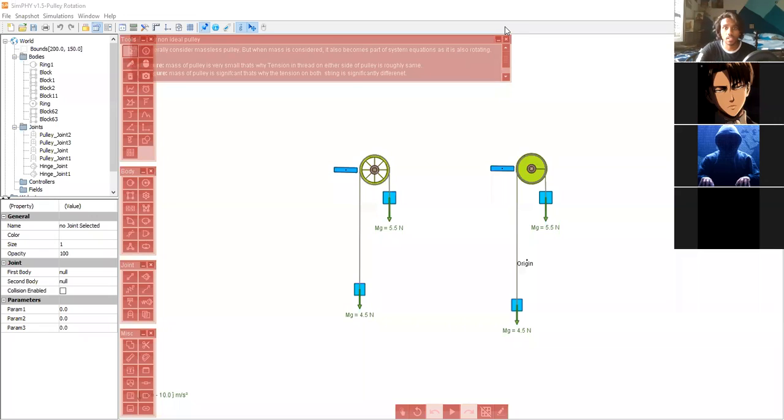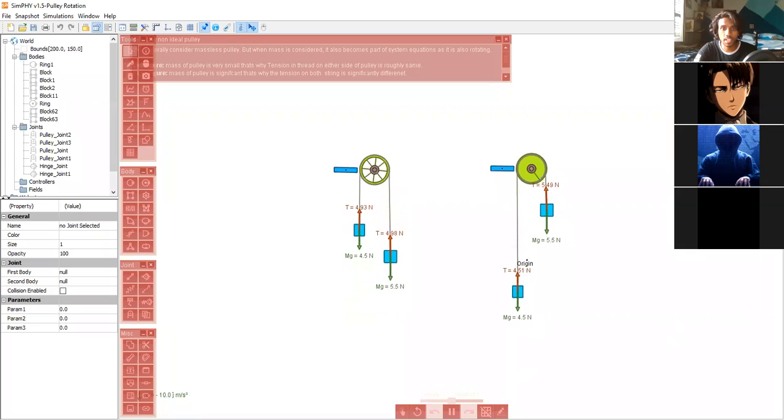Otherwise I'll just show this animation. I've already prepared it for you and I didn't show it to you. So what we have here is two pulley systems, where in one system the pulley has no mass. In the other system the pulley has mass. See how they move.